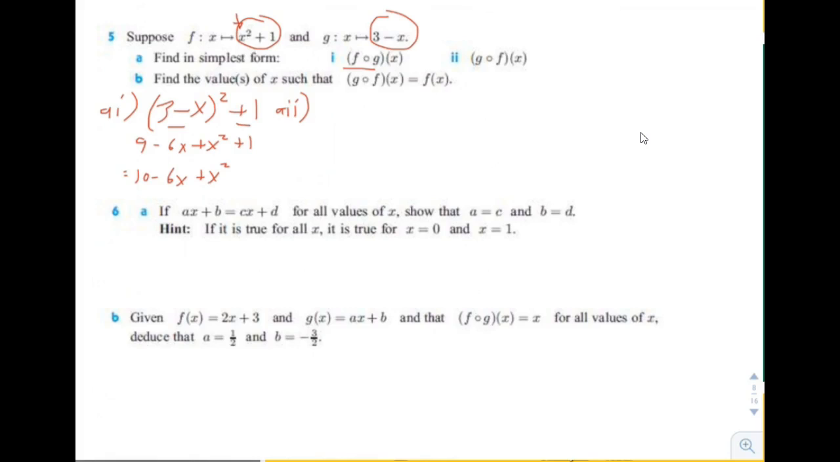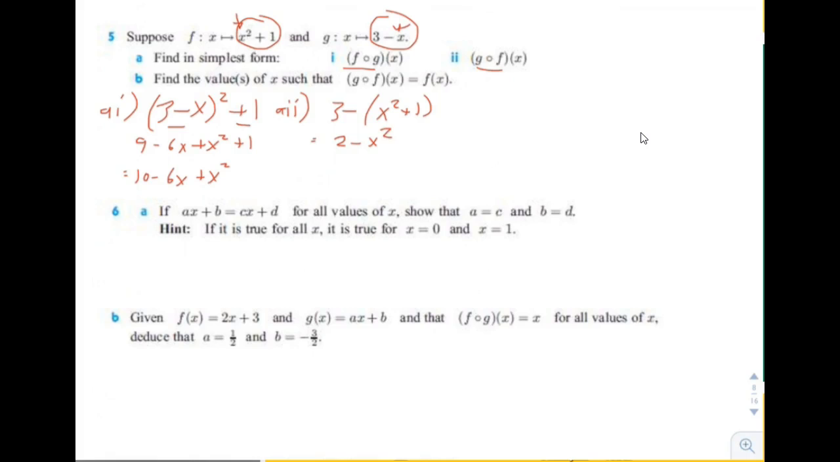A2? So G follows F. The first thing we're going to do is F, and then we're going to put it into here in G, which is 3 minus something. And then we're going to combine those. So 3 minus 1 would be 2 minus x squared.